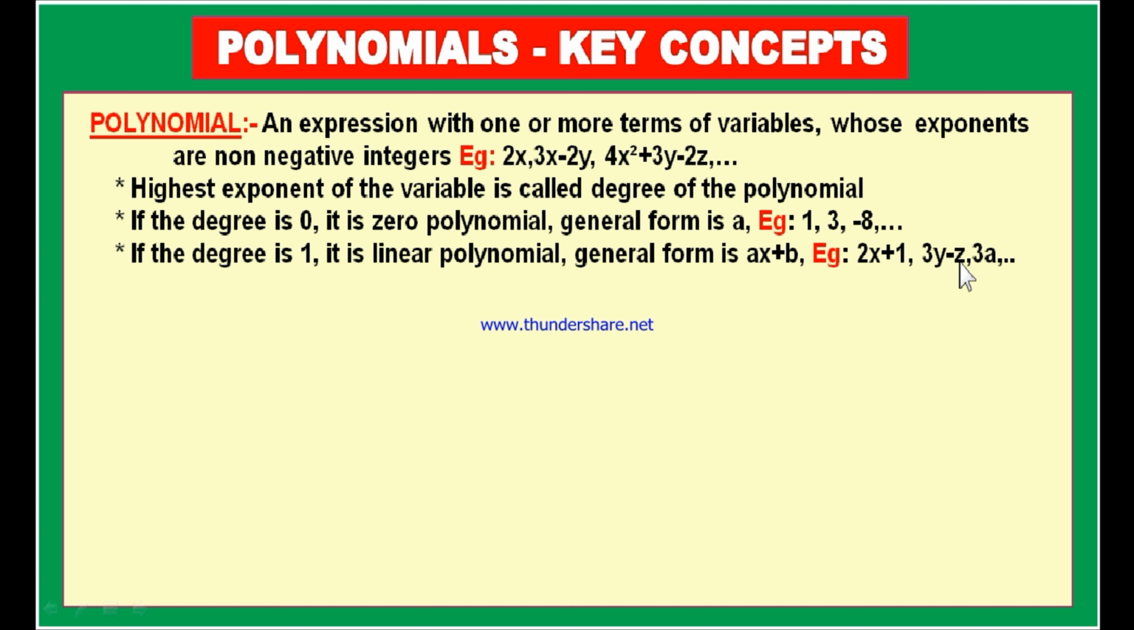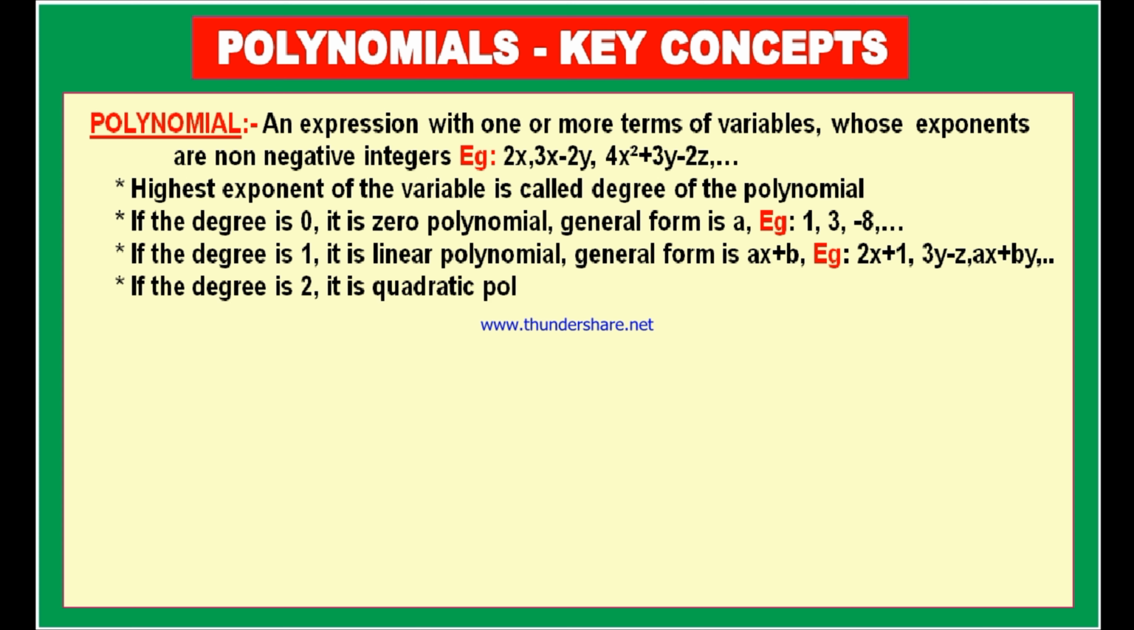And 3y minus z is also a linear polynomial but in two variables. Another example, ax plus by. Here, ax plus by is a linear polynomial because there are two variables x and y. Here, the exponent of x is 1 and the exponent of y is also 1. Then what is the highest or maximum exponent? The maximum exponent of the variable is 1. Since the maximum exponent is 1, the degree of this polynomial is 1, therefore it is a linear polynomial.